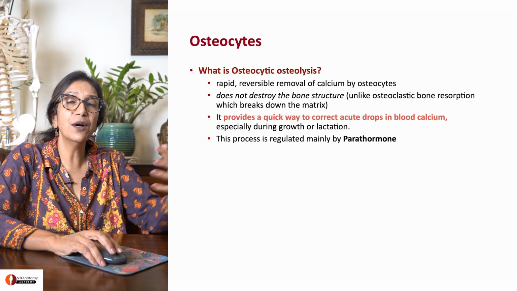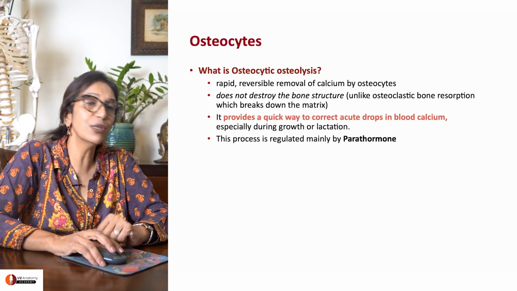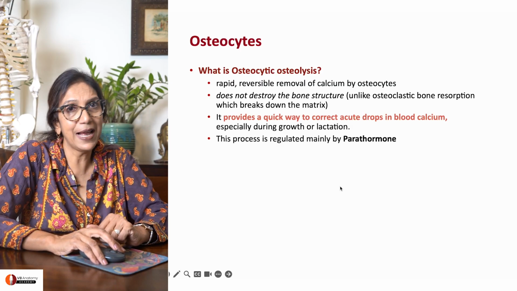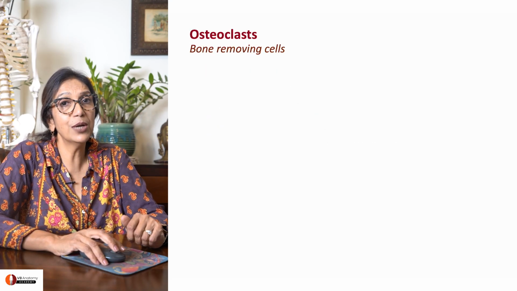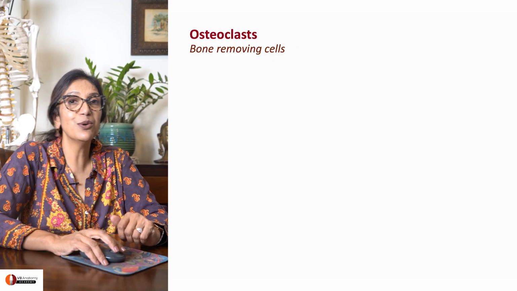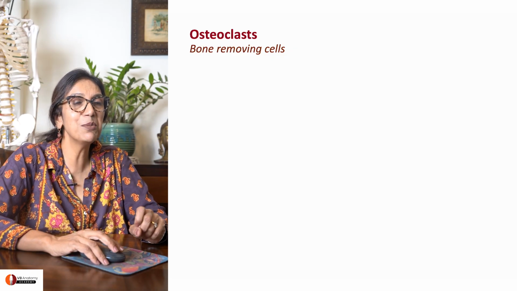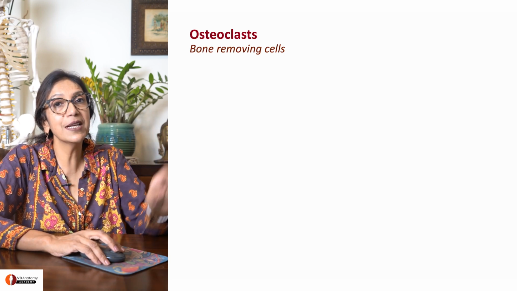This is just a quick call on the bone to supply calcium. It's called osteocytic osteolysis. It is removal of calcium by osteocytes. So what are osteoclasts? I love to imagine osteoclasts as creatures which are going around eating bone. Okay, it makes it more interesting and more fun for me. So these are bone removing cells.